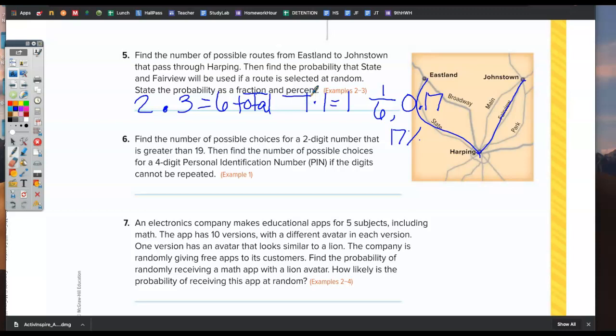Number 6, find the number of possible choices for a 2-digit number that is greater than 19. Then find the number of possible choices for a 4-digit personal identification number if the digits cannot be repeated.